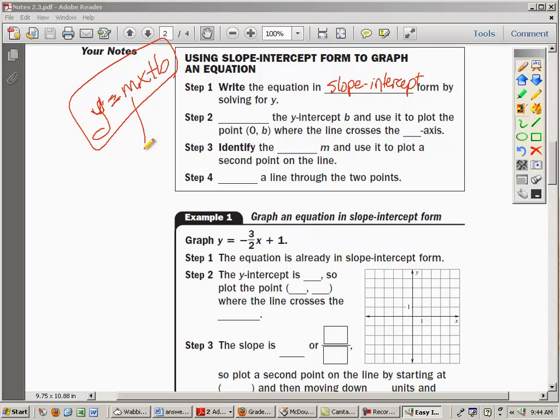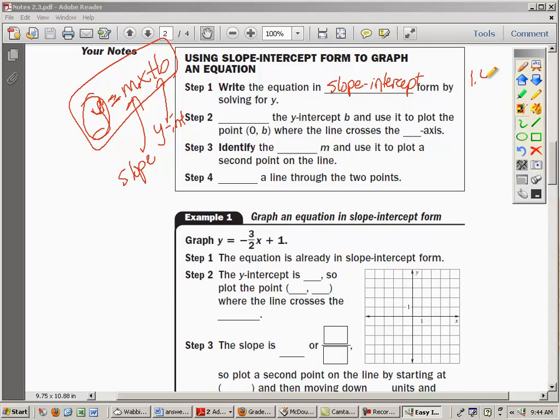So it's the form y equals mx plus b, so this is my slope, and this is my y-intercept. All right, so the procedure is simply this. Write the equation in slope-intercept form by solving it for y. So it has to say y equals. We can't graph a line in slope-intercept form unless it says y equals. Okay, does this sound somewhat familiar?